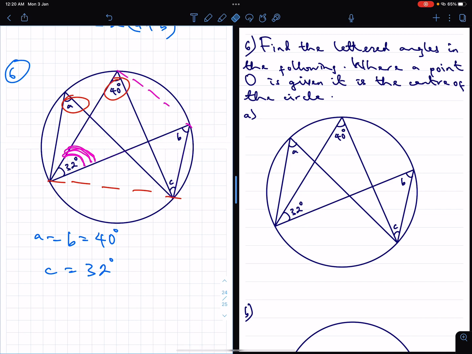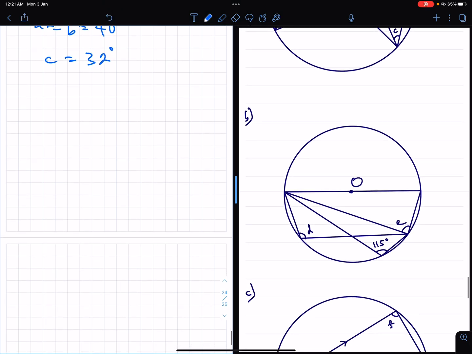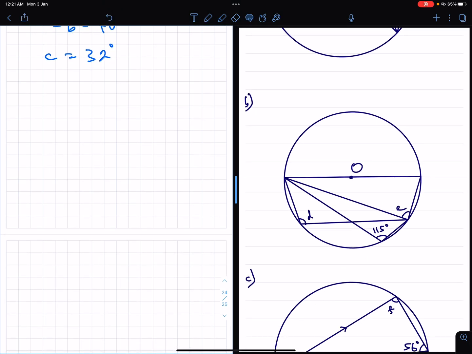Now to the next very very quickly. It says 6B, question B. Let me copy the diagram.